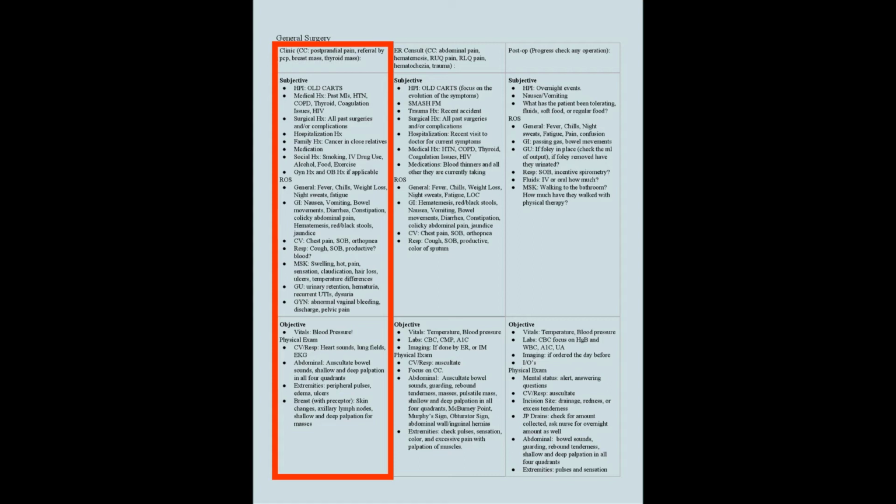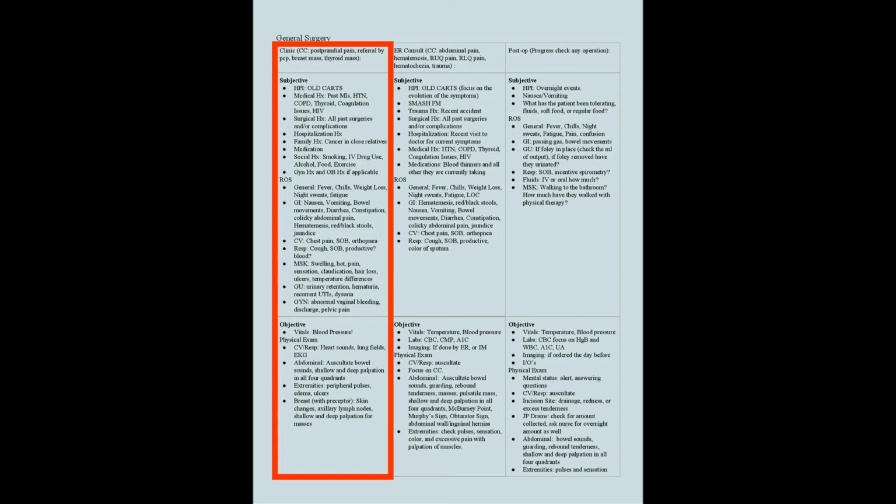Definitely for cardiovascular, ask about chest pain, shortness of breath, orthopnea, the basic stuff. Respiratory, same thing. If they have a cough, is it productive? Are they coughing up blood? Stuff like that. Muscular, you want to look at swelling, any heat or pain in the legs. Check for sensation changes, claudication, hair loss, ulcers, temperature differences.